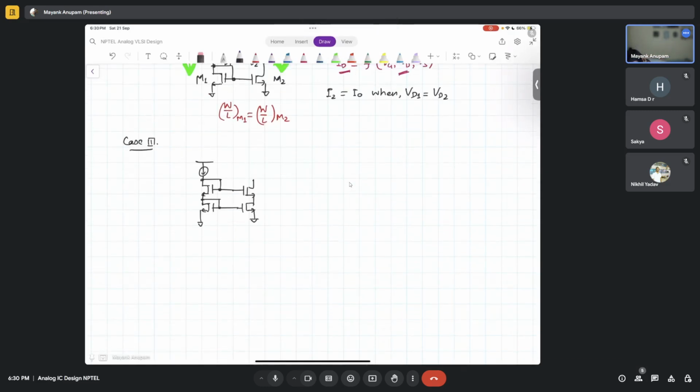Okay. And then this can be connected to, let's say, RL or whatever load. Let's say this is VD2 or VO. Let's call this M1, M2, M3, M4.